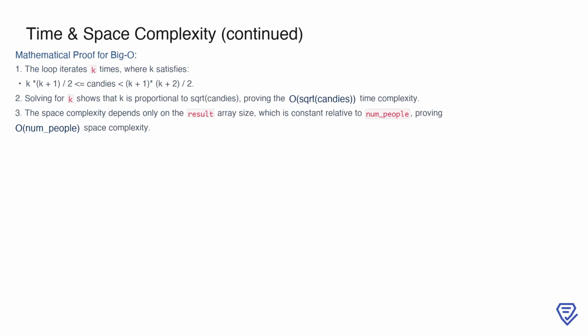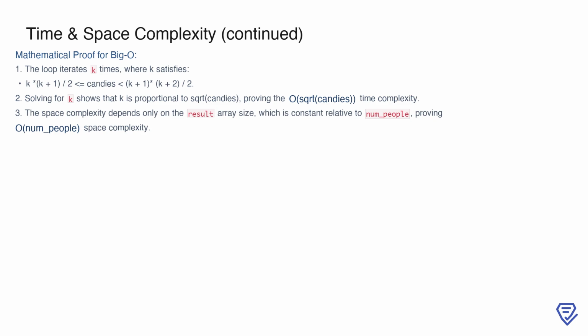To further solidify the time complexity of O(sqrt(candies)), we can use a mathematical proof. The loop in the algorithm executes k times, where k is the largest integer satisfying the condition that the sum of the first k natural numbers, k*(k+1)/2, is less than or equal to the total candies. Mathematically, this means k*(k+1)/2 <= candies < (k+1)*(k+2)/2. Solving this inequality for k confirms that k is proportional to the square root of the total candies, which proves the time complexity of O(sqrt(candies)).